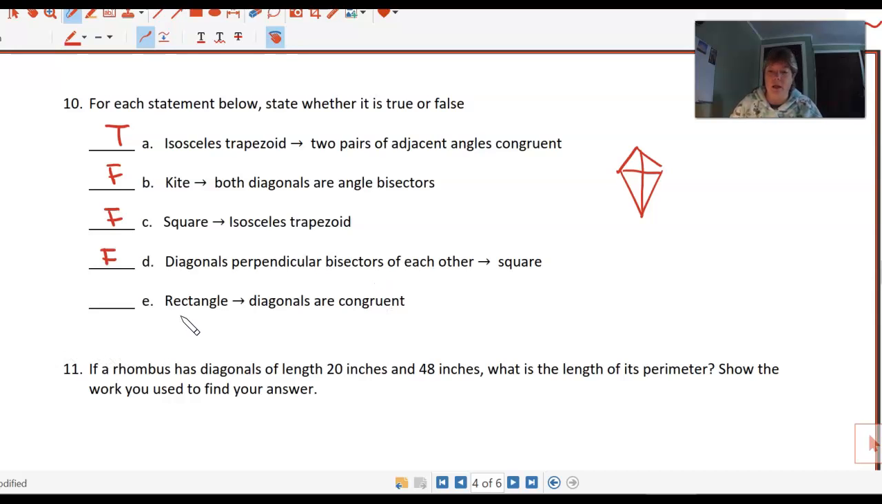And then here, if something's a rectangle, then the diagonals are congruent, and that is true, right? If we know it's a rectangle, then we know that the diagonals are congruent. That is one of the properties of all rectangles.